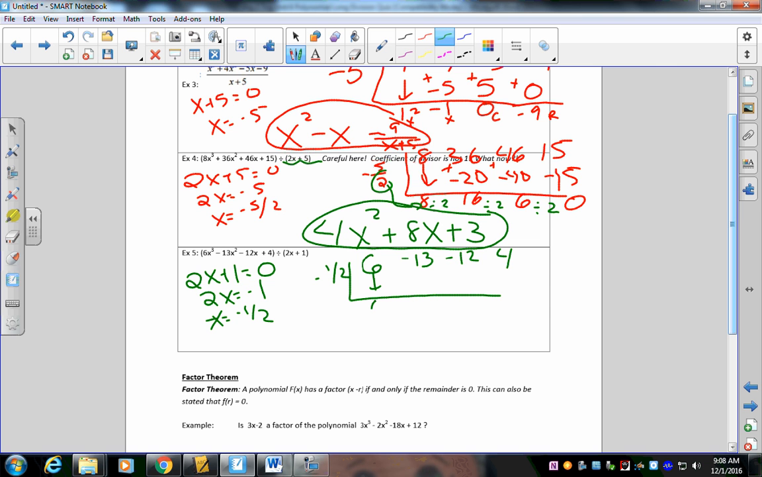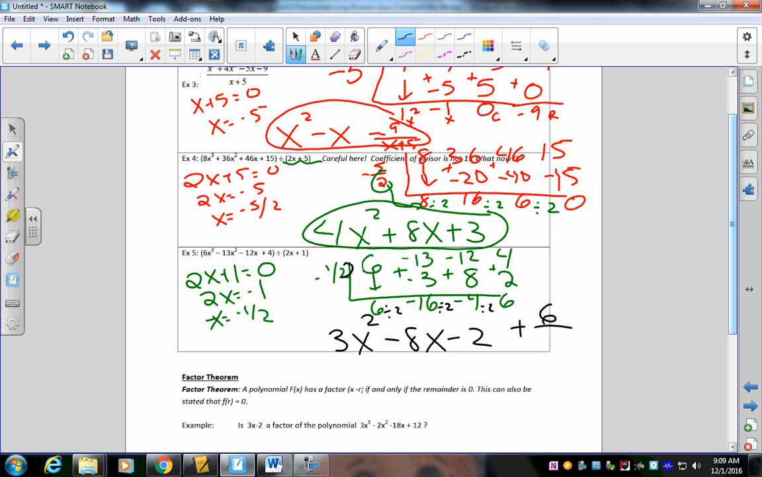Break down the 6. I multiply, and I get -3. Add, -16. Multiply, 8. Add, -4. Multiply, 2. Add, 6. Okay, so once again, because I had a divisor here, I need to divide everything by the 2, except the remainder. So we have 3x squared minus 8x minus 2, and then plus 6 over 2x plus 1, because that was the original divisor up here.